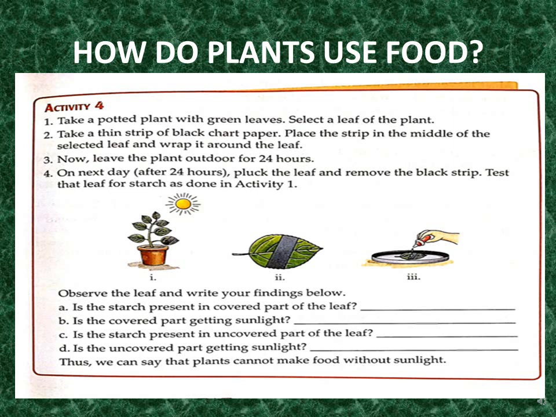Now you will leave the plant outdoors for 24 hours, for a day. On the next day, after 24 hours, pluck the leaf and remove the black strip. You take the leaf from where you have kept it and remove that black chart paper which you wrapped on both sides of the leaf. Test that leaf for starch as done in activity 1. Then you will add the iodine drops on the wrapped part of the leaf. What will happen?